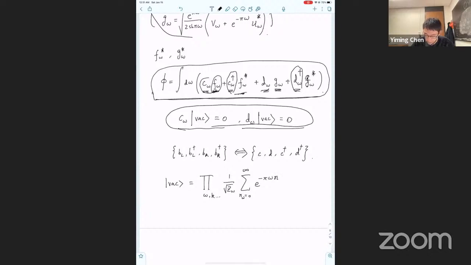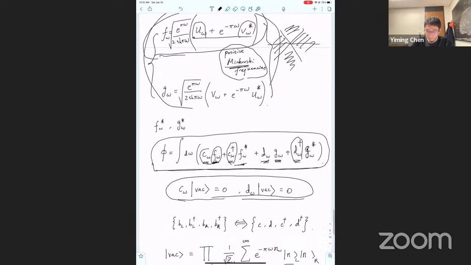Pi omega times n omega, n left and n right. So n left means there are, well, let me just call it n. And n is the number of the Rindler particles that is being excited. So the vacuum state has the form of a product of thermofield double states of different modes.